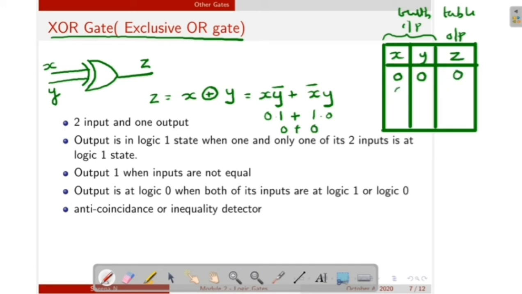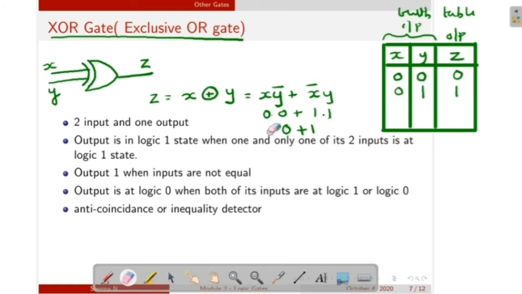Okay, next what is 0 1? When 0 1, we have X is equal to 0, then Y is equal to 1, Y bar is equal to 0, then X is equal to 0, X bar is equal to 1, then Y is equal to 1. So here 0 or 1, any one of the input is equal to 1, then OR operation output is 1.